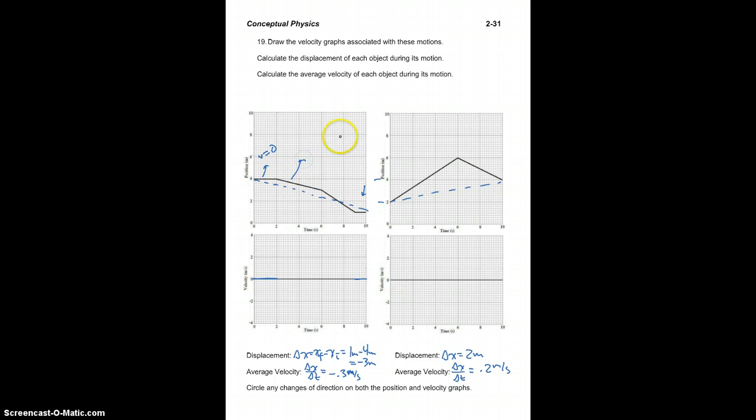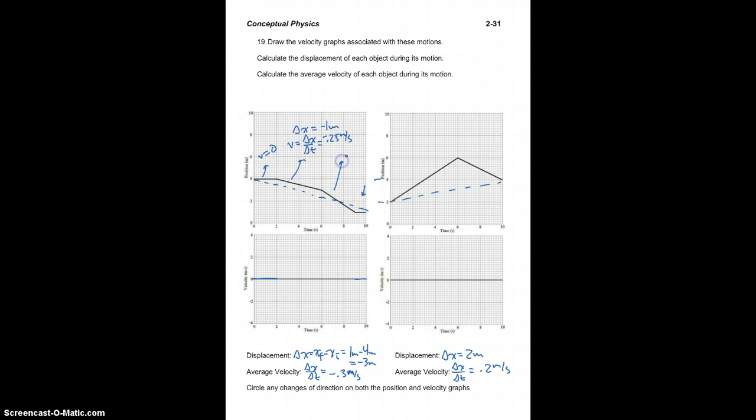Okay, in this section, the delta x, we go from 4 to 3. So the delta x is negative 1 meter. The v is delta x over delta t, or the slope of that line, same thing. And that's negative 1 meter over 4 seconds, so negative 0.25 meters per second.